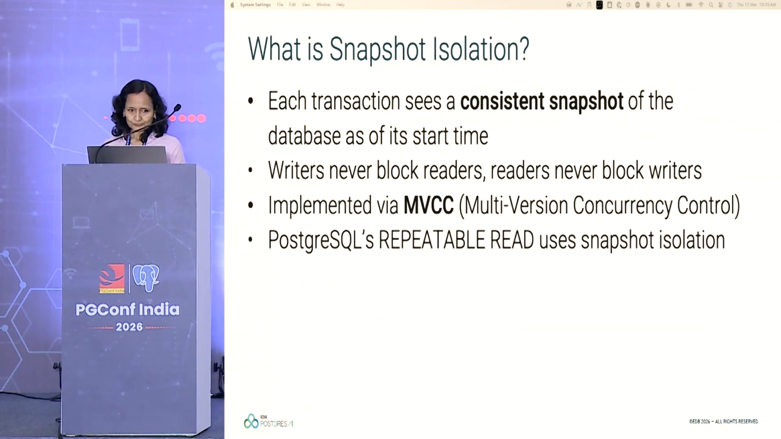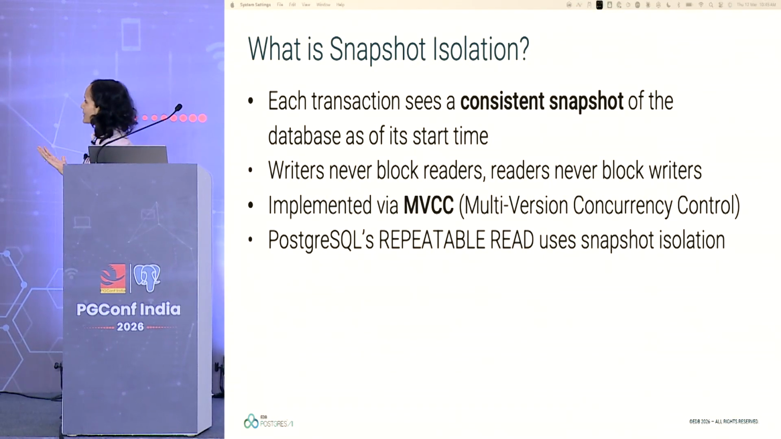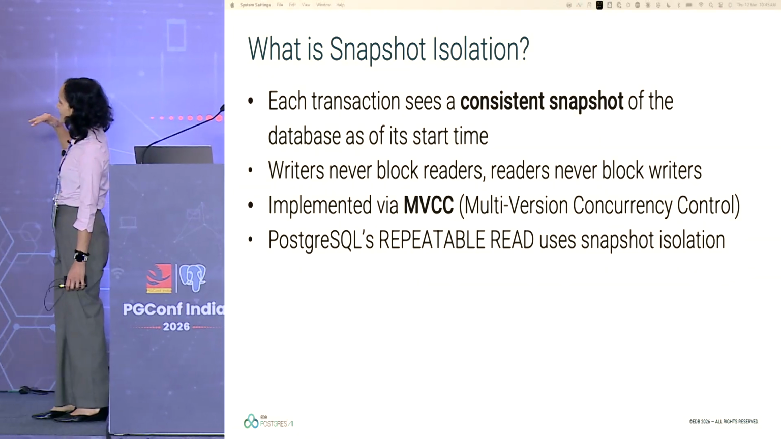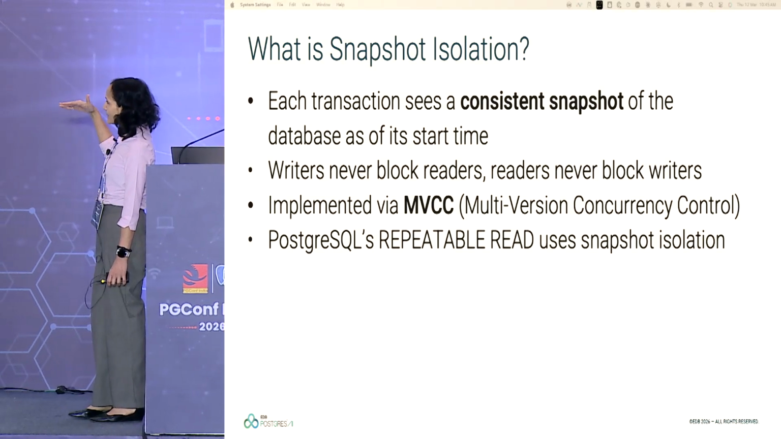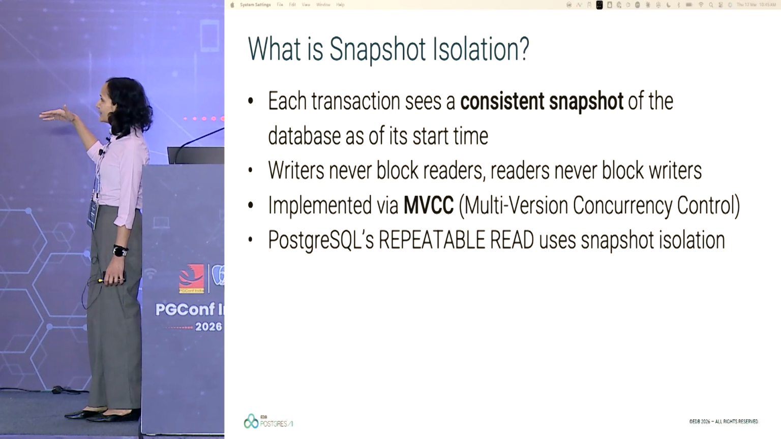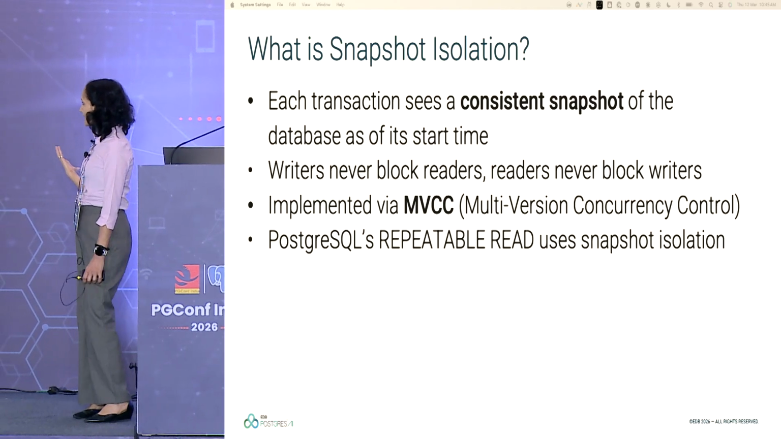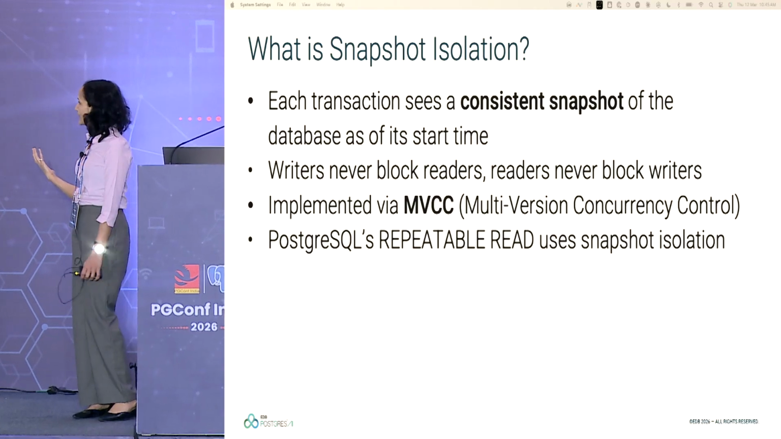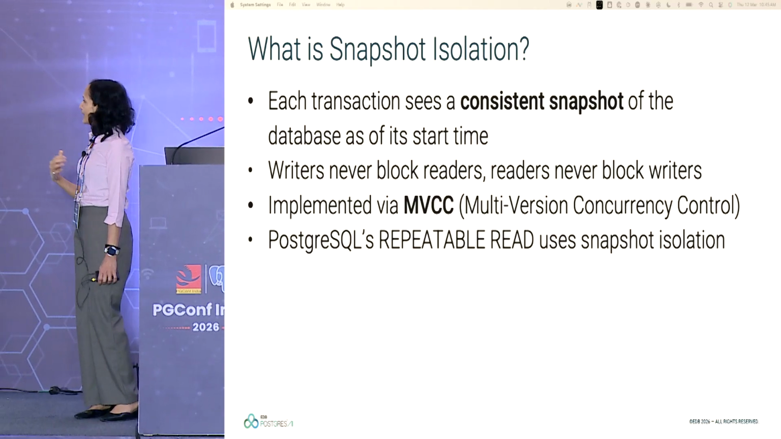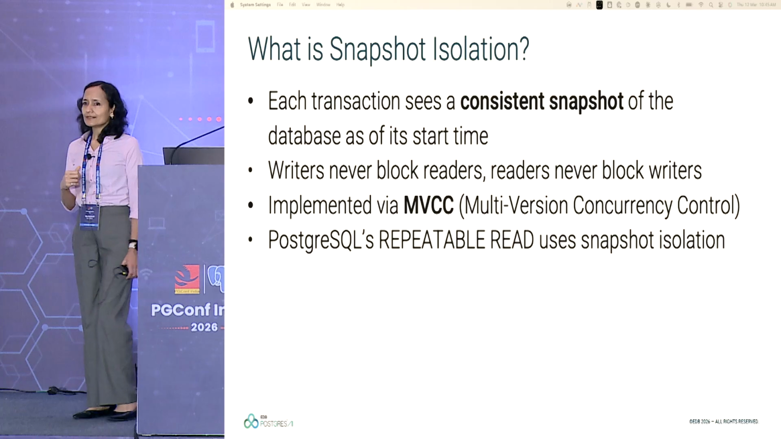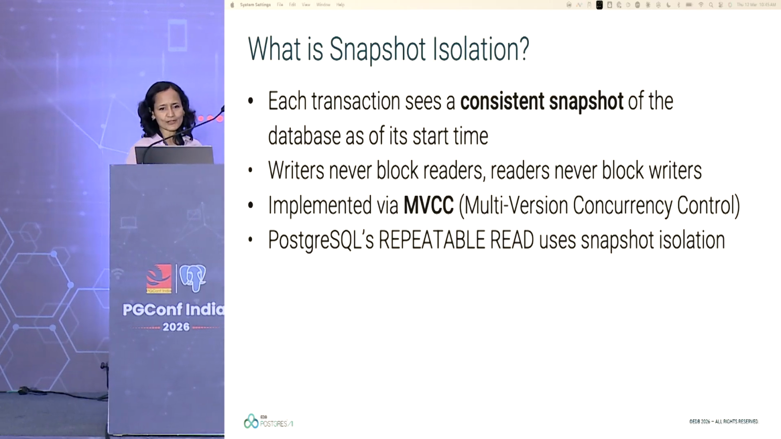So with snapshot isolation, every transaction sees a consistent snapshot of the database at the start of its time, and it keeps seeing that snapshot. Writers never block readers, and readers never block writers. So there's a lot of concurrency, and it's implemented via MVCC, and it's the repeatable read isolation level.